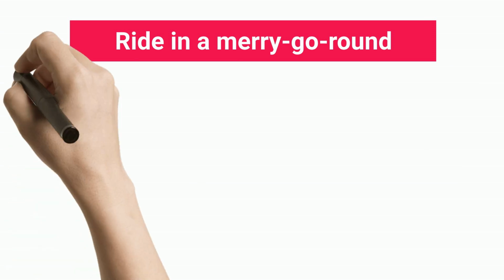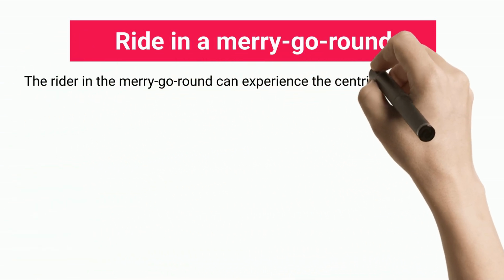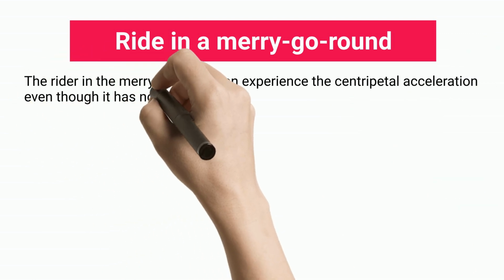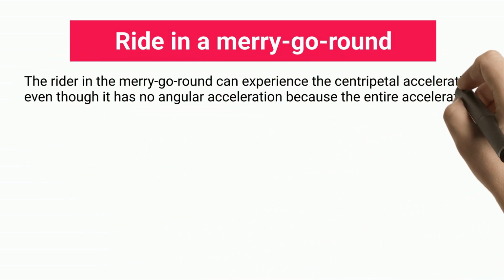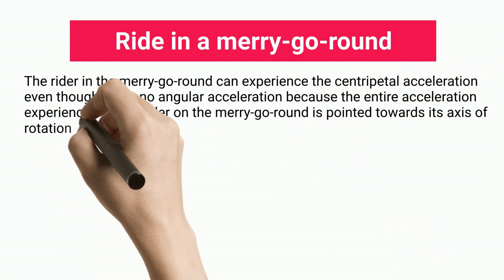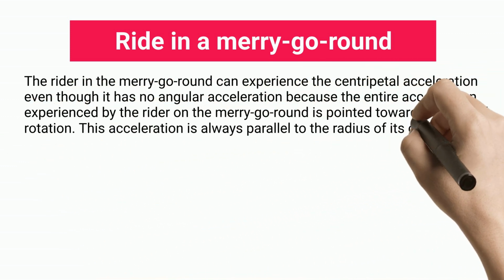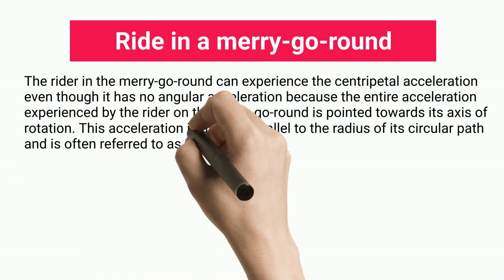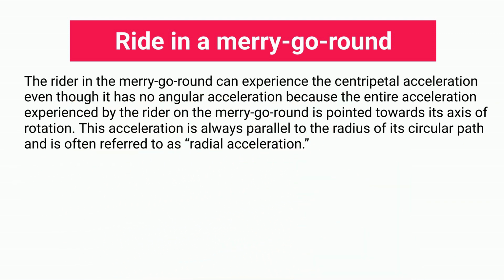Ride in a merry-go-round. The rider in the merry-go-round can experience the centripetal acceleration even though it has no angular acceleration, because the entire acceleration experienced by the rider is pointed towards its axis of rotation. This acceleration is always parallel to the radius of its circular path and is often referred to as radial acceleration.